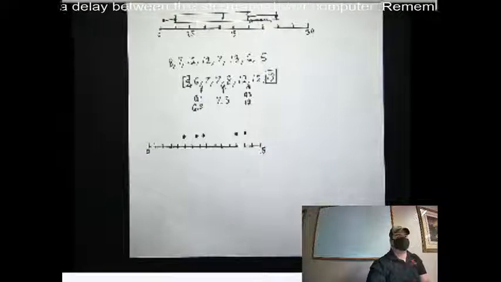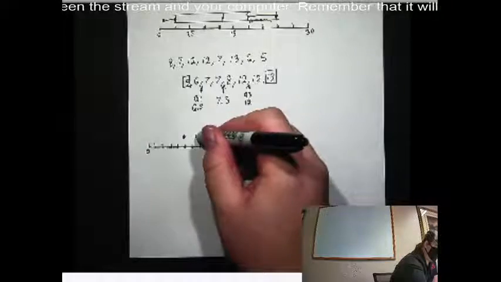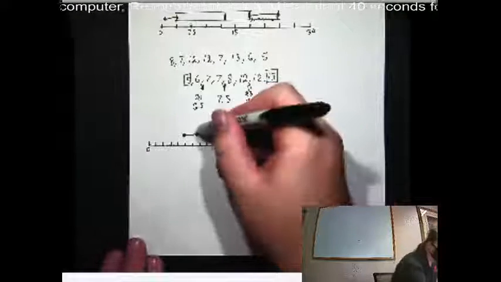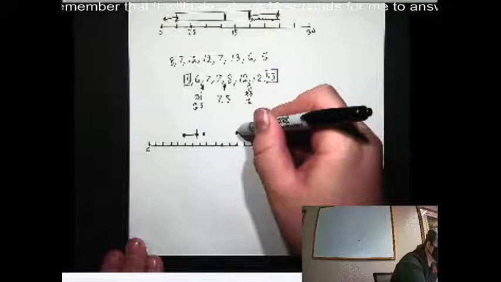Okay. So draw my whiskers in and then draw my box around that.